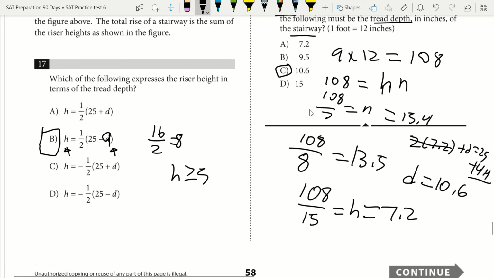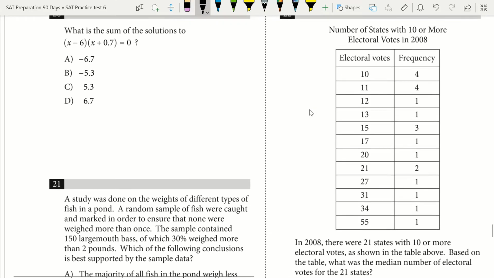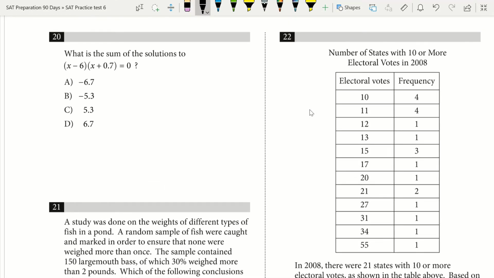Okay, so at this point we're looking for any difficult problem. Anything we see that's difficult, we're going to go ahead and skip to 31 through 35. So we see here we've got what's the sum of the solutions. This one's easy. One possible solution is going to be x equals 6. Since we flip that sign right there to find our solution, we flip our sign over here. The sum of the solutions then is going to be 6 minus 0.7, which is going to be 5.3. So the answer there is going to be C for number 20.